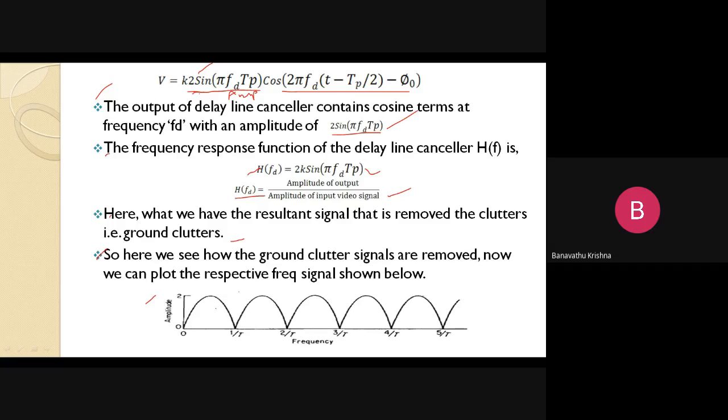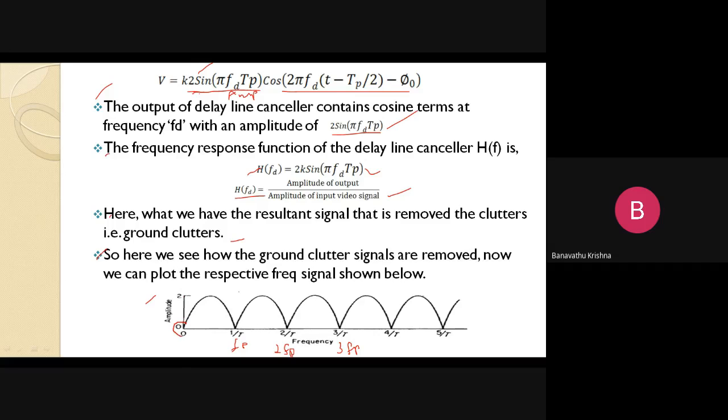On the x-axis we take the frequency, where f equals 1 by T, that is fp, then 2 fp, then 3 fp. The amplitude is taken on the y-axis, with a peak of 2 times.